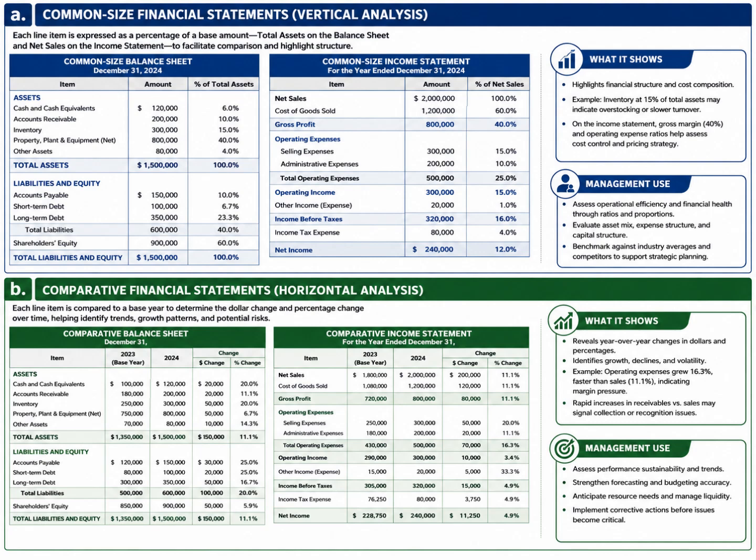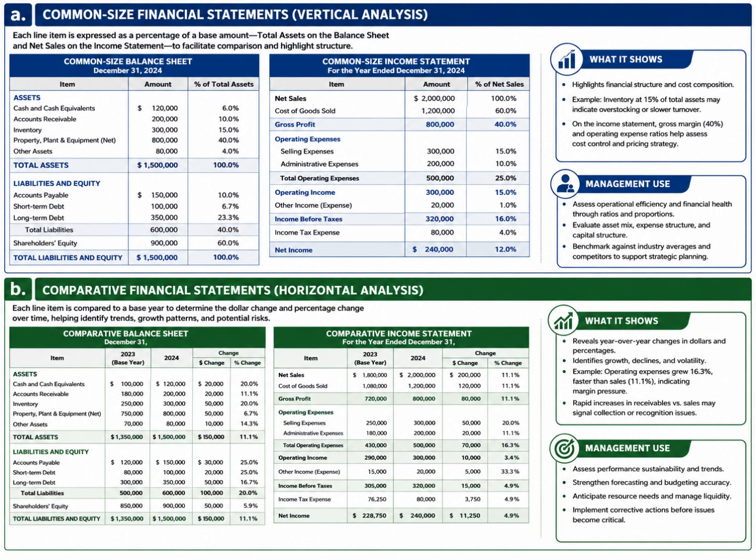A. Prepare and analyze common-size financial statements, vertical analysis. Common-size financial statements express each line item as a percentage of a base amount to facilitate analysis and comparison. On the balance sheet, each asset, liability, and equity item is shown as a percentage of total assets. On the income statement, each item is expressed as a percentage of net sales.